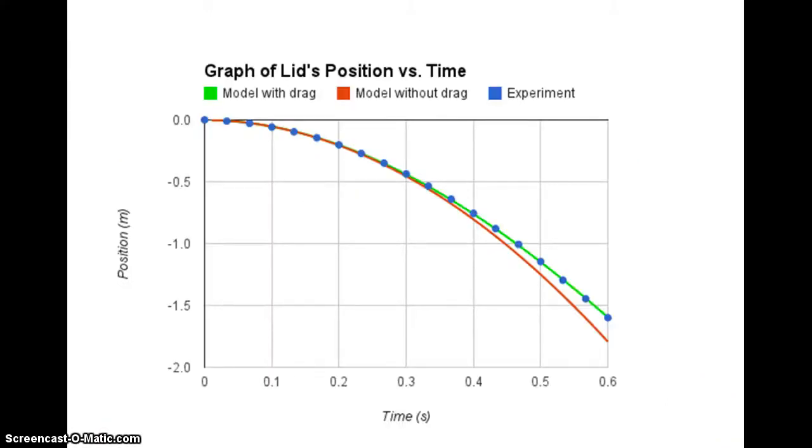Here is a graph of the position over time for the model without drag, the model with drag, and the experiment. As you can see, the model with drag matches the experiment almost perfectly, but the model without drag overpredicts the position of the lid due to the fact that in the experiment there was a non-negligible drag force.